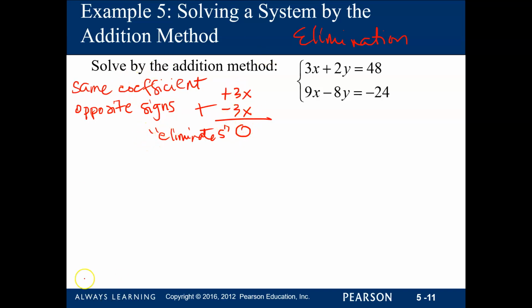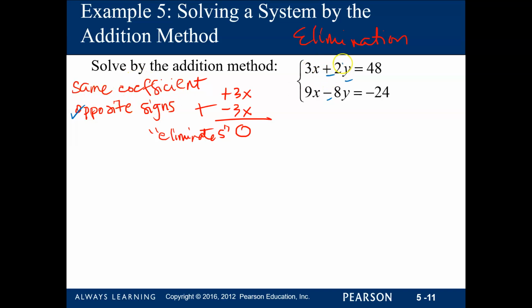Okay? So how can we have the same numeric coefficient but opposite signs? First thing, you decide which variable you want to eliminate. Do you want to eliminate the x? Do you want to eliminate the y? In this case, since you can see that y is already a positive and a negative, this would be a lot easier to decide. So we will remove y. Now remember, are they opposite signs? Yes. It's a plus and a minus already.